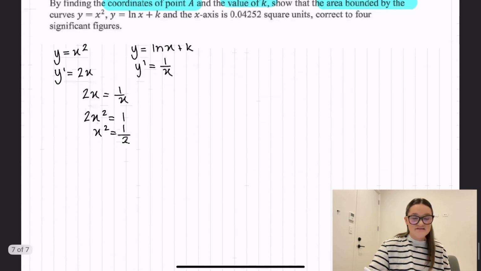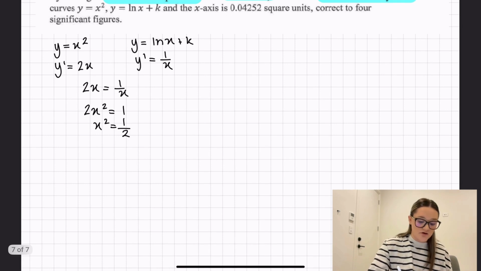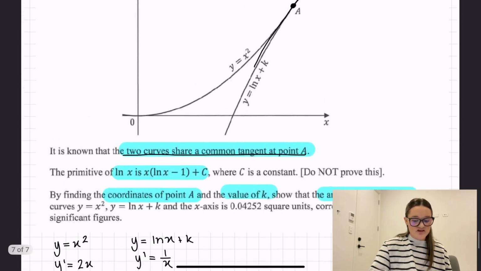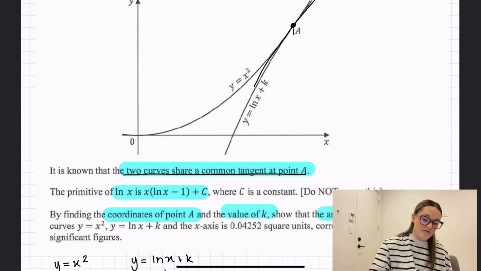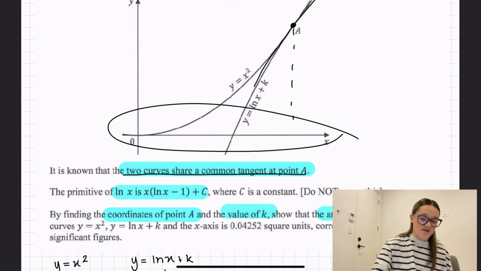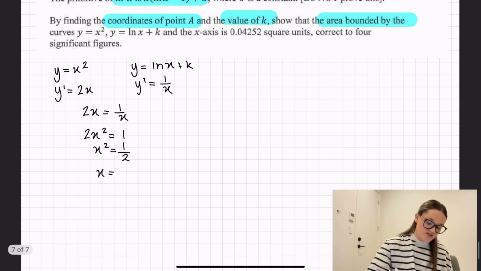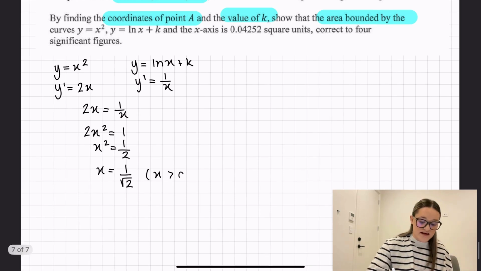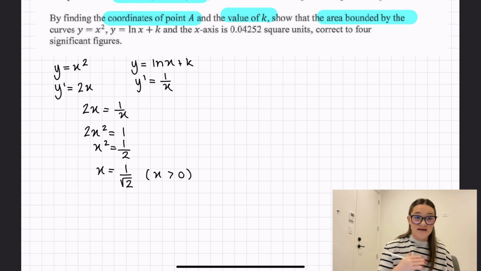And then the last thing that I need to do to make x the subject is take the square root of a half. So when I take the square root, it's super important that I take the plus minus of the square root of a half as well. However, with this particular question, I can see that my A value is going to have a positive x value since it's on the positive side of my x-axis. So I'm going to just take the positive root here. However, I do need to acknowledge to the marker that I've noticed that I'm taking the positive square root. So I'm going to neglect the negative value because x has to be greater than 0. That's really important to make sure that we don't lose any marks in questions like this.